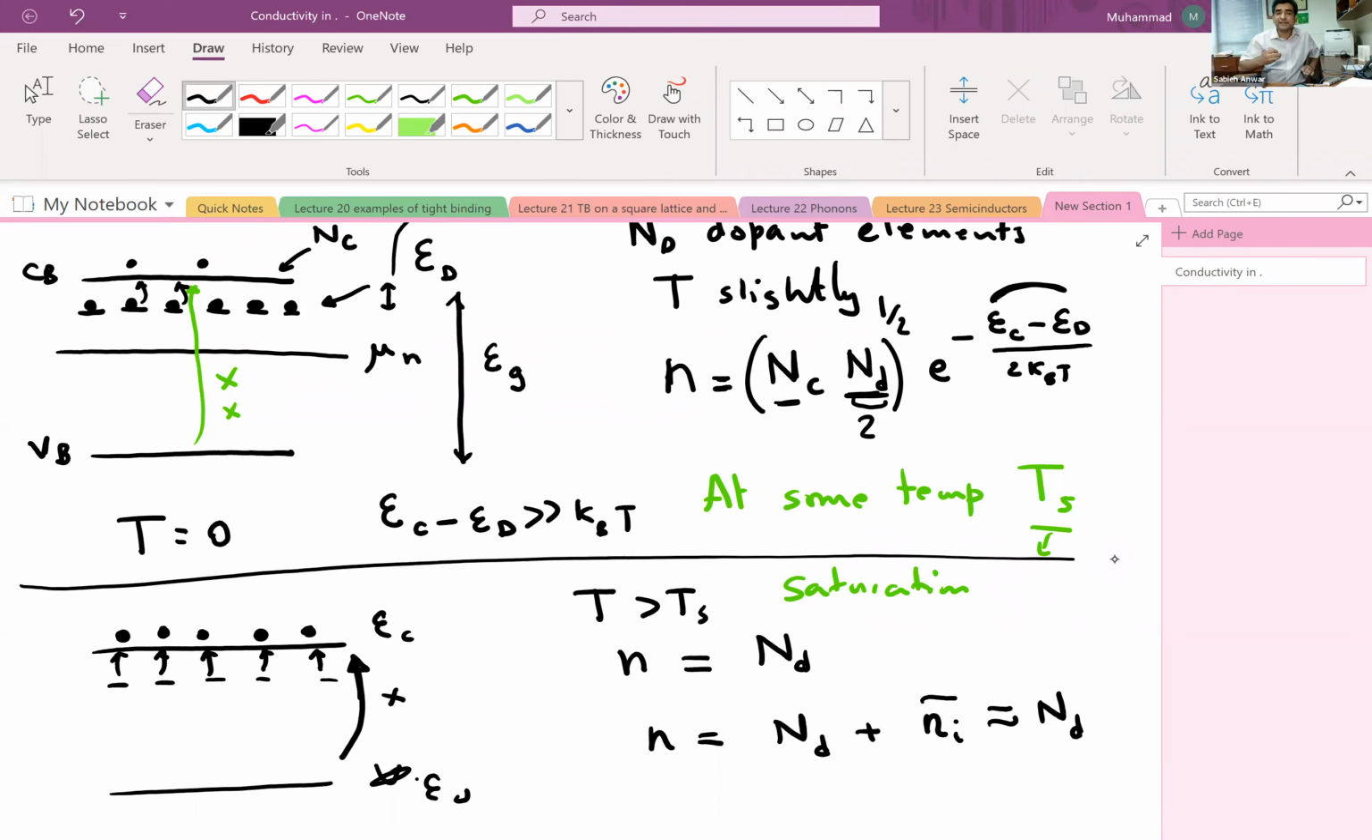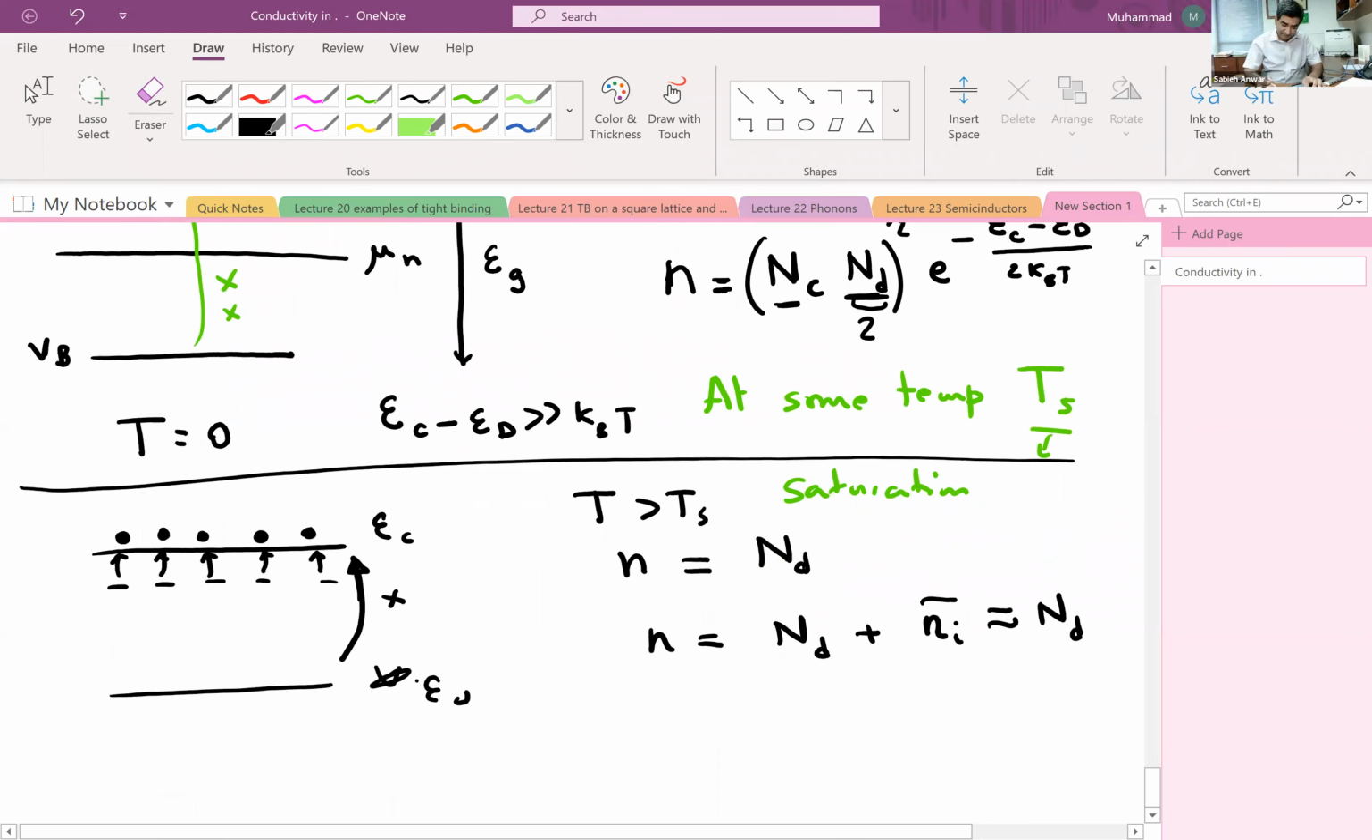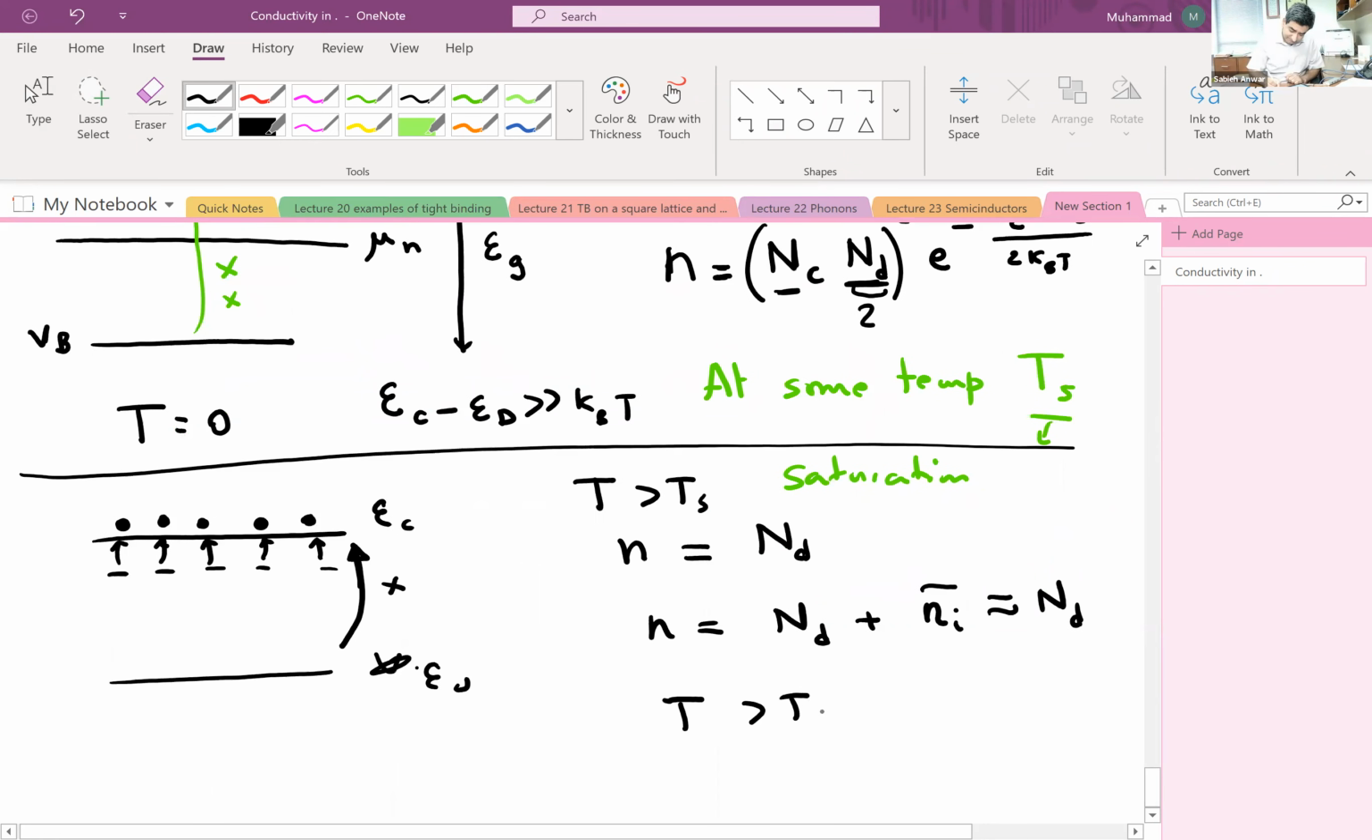So now the second regime has kicked off, in which T is greater than Ts, but still smaller than some other upper limit, which is Ti. This is called the extrinsic region. This is where the electrons that are contributing to conduction are all coming from the donor atoms. But their number remains fixed at Nd, roughly; it remains clamped at Nd.